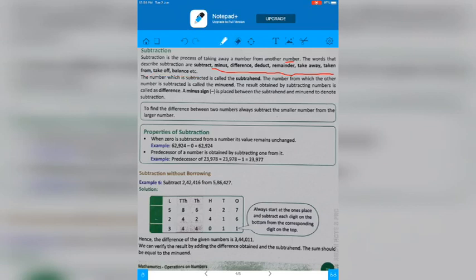The number which is subtracted is called the subtrahend. For example, if I write 5 minus 3, 3 is being subtracted, so this is the subtrahend. And the number from which the subtraction is done is called the minuend, like 5, this is called the minuend.